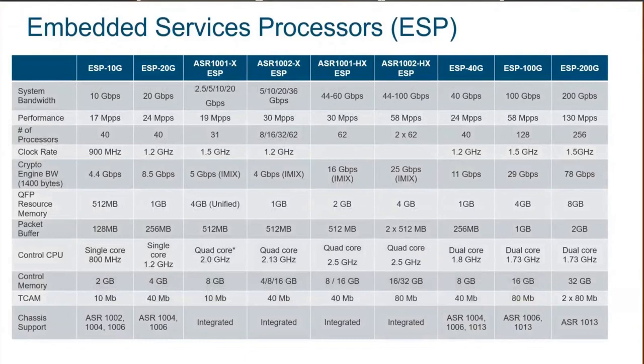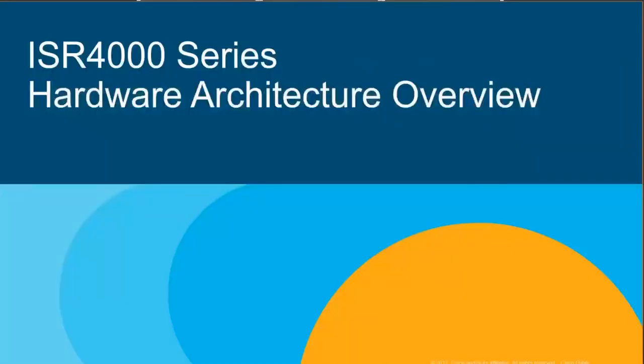This is a table of functionalities or the different parameters, the throughput, performance, clock rate that different ESP modules provide. ESP10G, ESP20G, and these 4 models, they'll have their own ESP, and the bandwidth will depend on the license that we have on the device. And we have other 3 higher end, that is 40 gig, 100 gig, and 200 gig. So these are different ESPs available for the ASR 1K family.